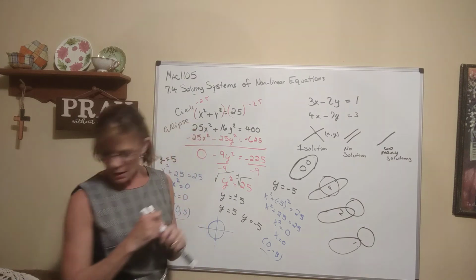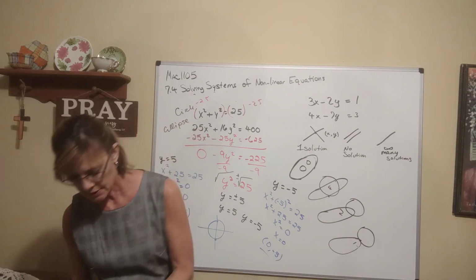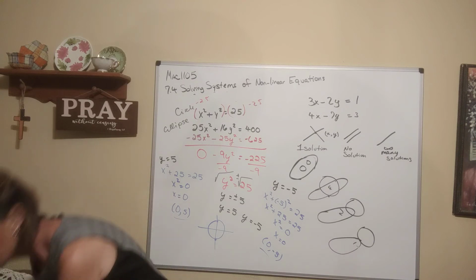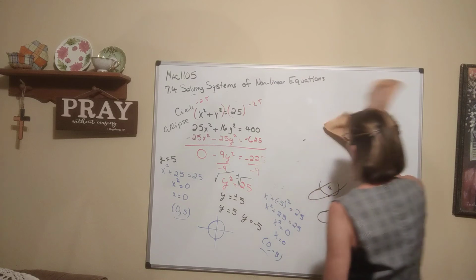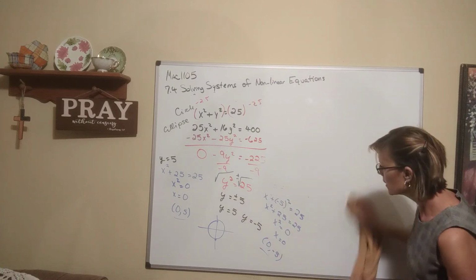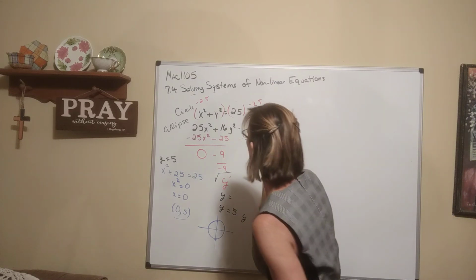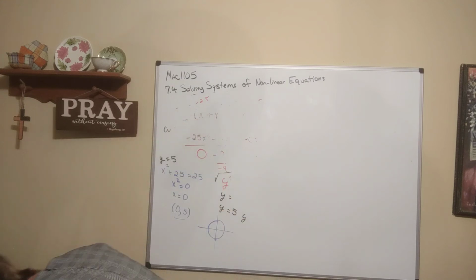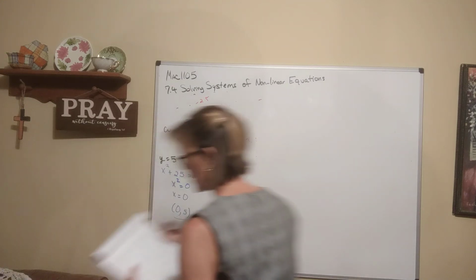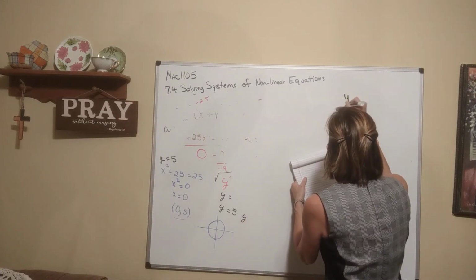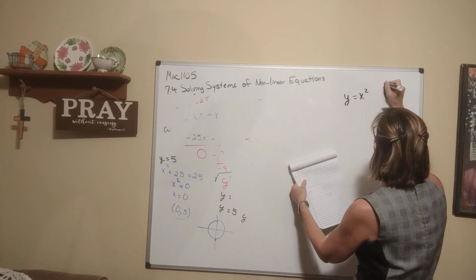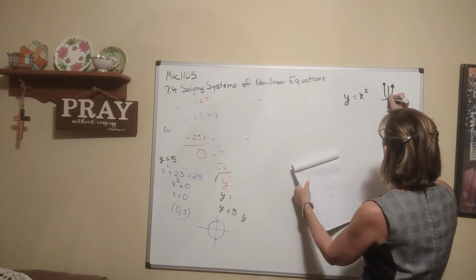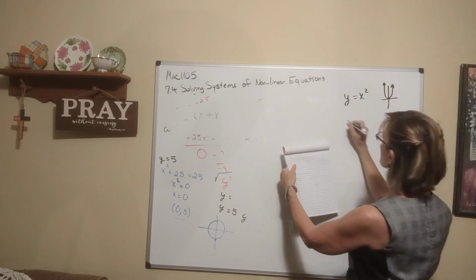Okay, maybe one real quick example. I know it's a long video and it's hard to watch this long, but here's one last thing that could happen. What if you had a circle and a parabola? Let's have a look at that really, really quick. So, what if we've got this example right here? Y is x squared. That is a parabola. We know this is our basic parabola that has the vertex at the origin.